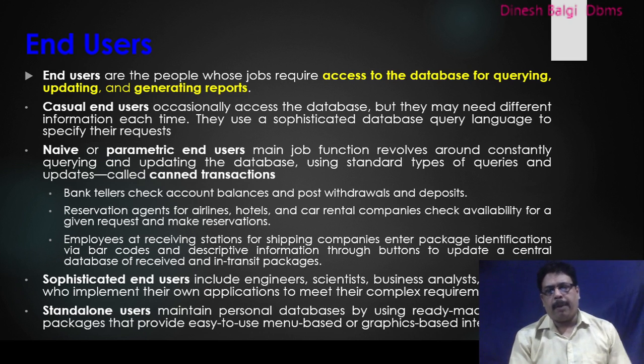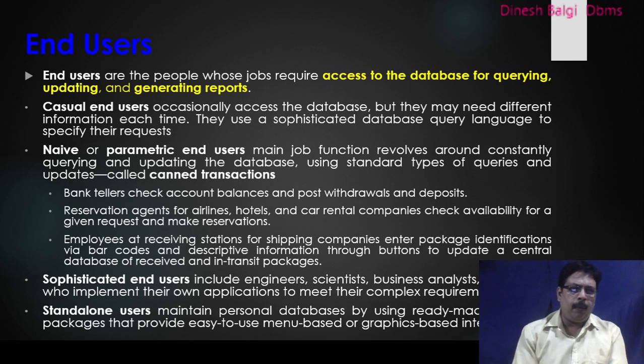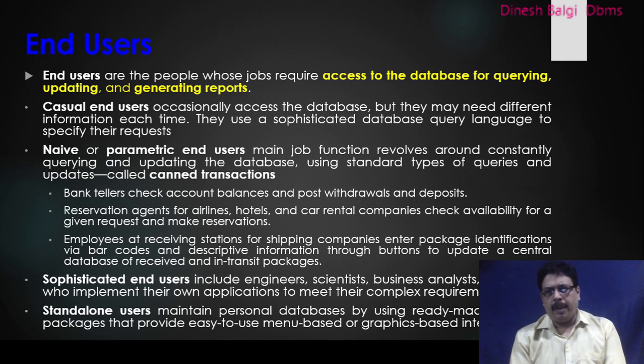Next are the naive or parametric users. They are constantly querying and updating the database, and they do the canned transactions. Bank tellers check the account balance, and reservation agents for airlines and hotels check the data regularly. Employees at receiving stations for shopping companies enter package identification via barcodes. So these are all called naive or parametric users.